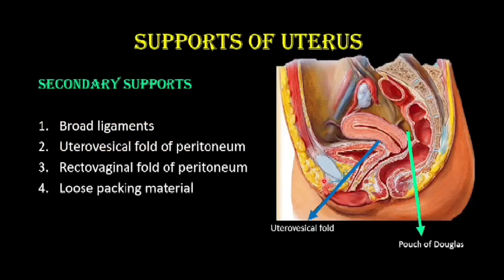And there are also some secondary supports that are formed by the broad ligaments, the uterovesical fold of peritoneum, that is between the uterus and the bladder, and the rectovaginal fold of peritoneum between the posterior wall of the vagina and the rectum, and loose packing material, which is also known as parametric tissue, which spreads between the pelvic fascia and endopelvic fascia. So this loose packing material fills up the dead spaces between the pelvic peritoneum and the pelvic floor. And around the cervix, these tissues are thickened to form radiating fibromuscular bands. So they restrict the movement of the cervix, whereas the parametrium makes the uterine body mobile. So these are some of the secondary supports of uterus.